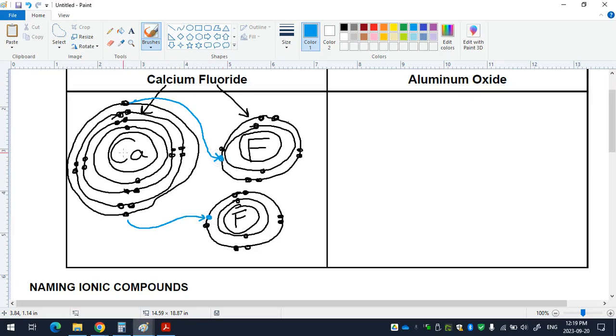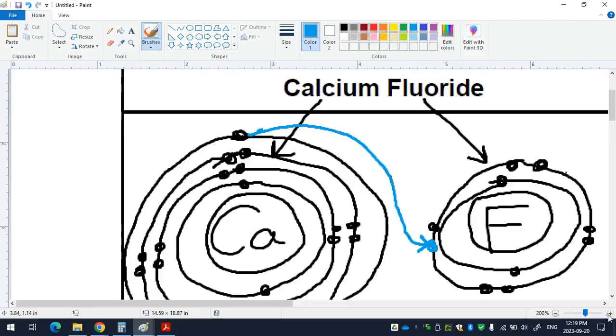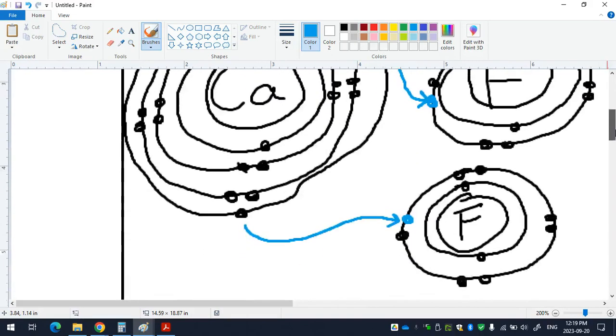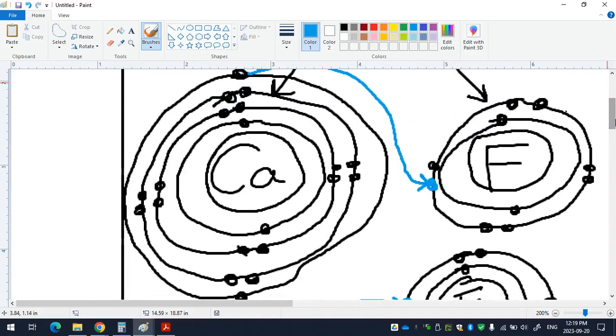And this one has lost these 2. Go ahead, come on. I'm going to zoom in so you can see it properly, hopefully. By the way, the next example, the aluminum with the oxygen, is going to be a bit more interesting. We're going to have to figure something out. But we will understand at the end, don't worry.